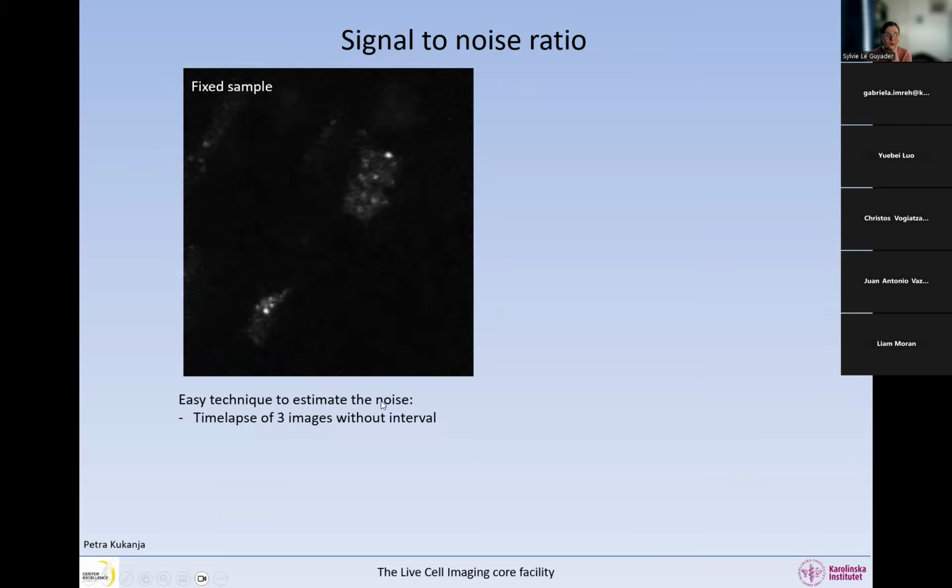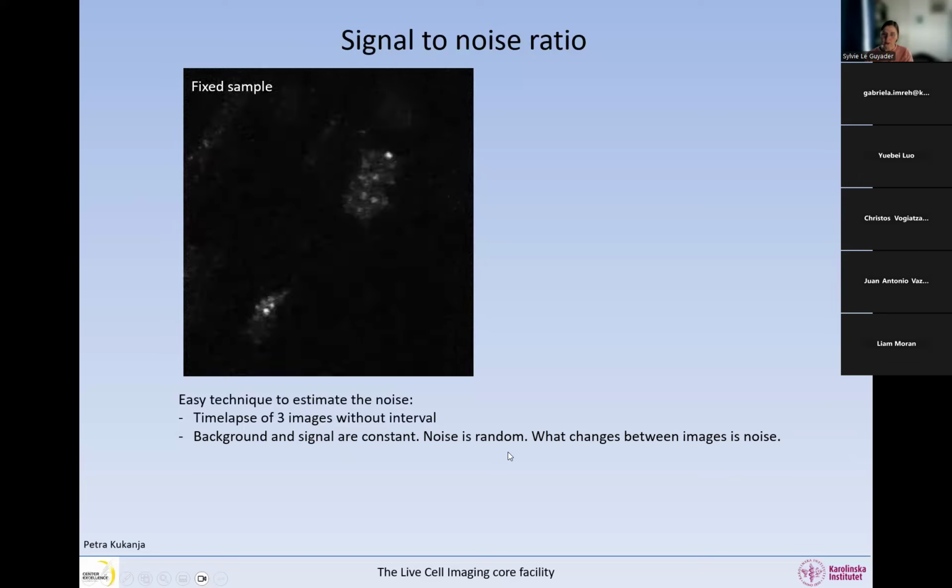You're going to have to do that to estimate the noise in your images. This is a very easy technique. Just take 3 images and then play the movie. You can see that the things that change from one image to the next, the things that go wiggly like this, are the noise. The real fluorescence doesn't change, but the noise changes. The background and the signal are constant, so these are real fluorescence.